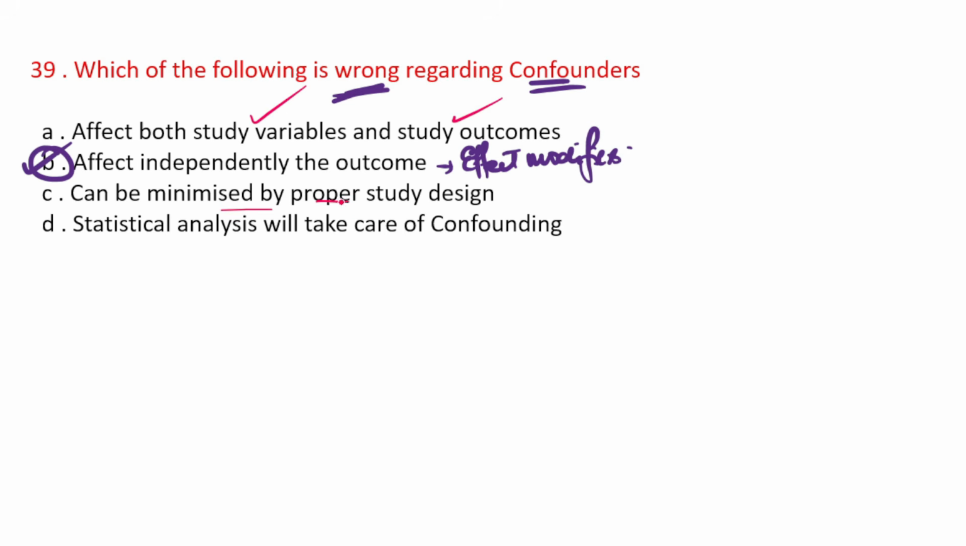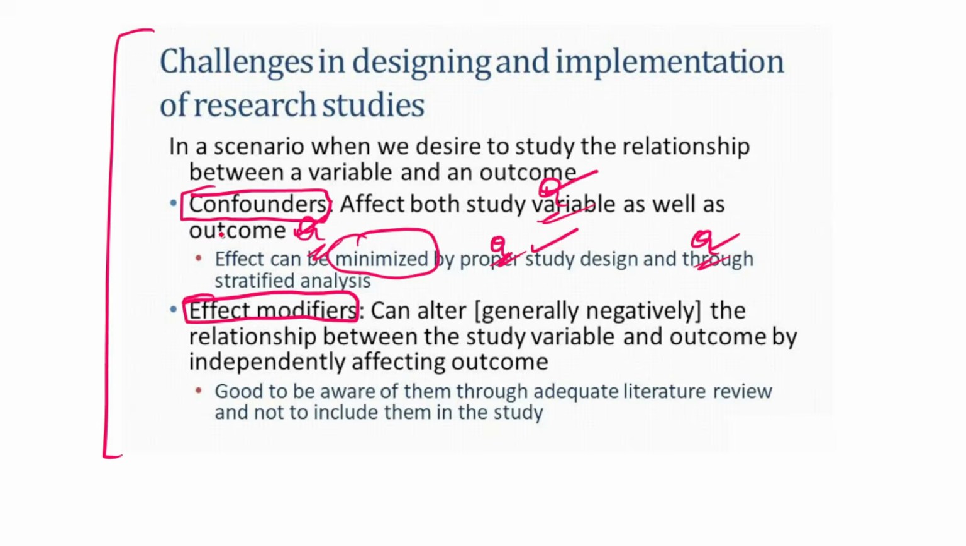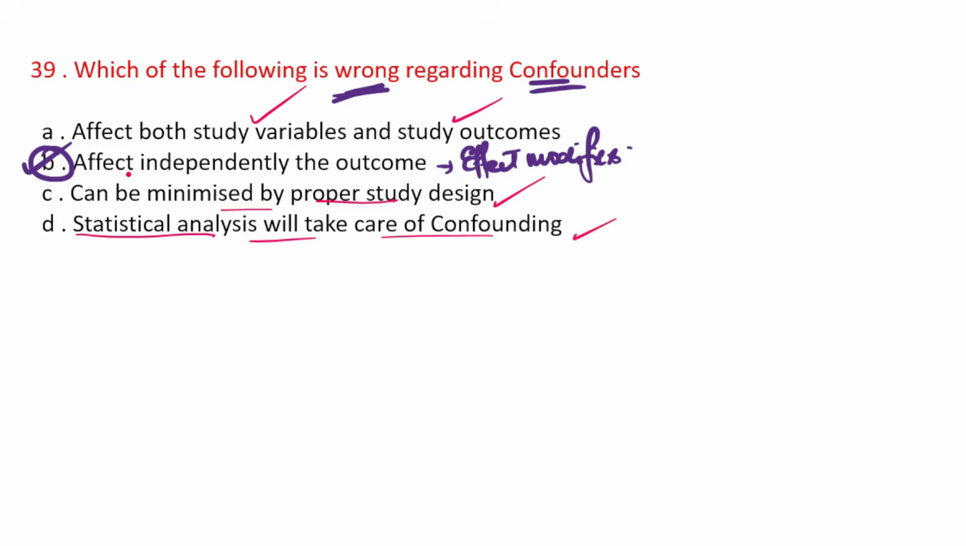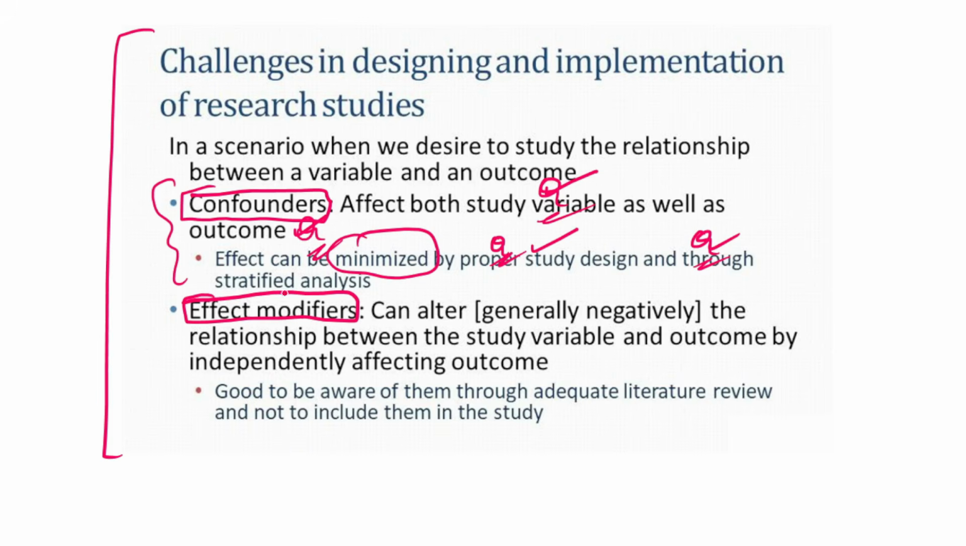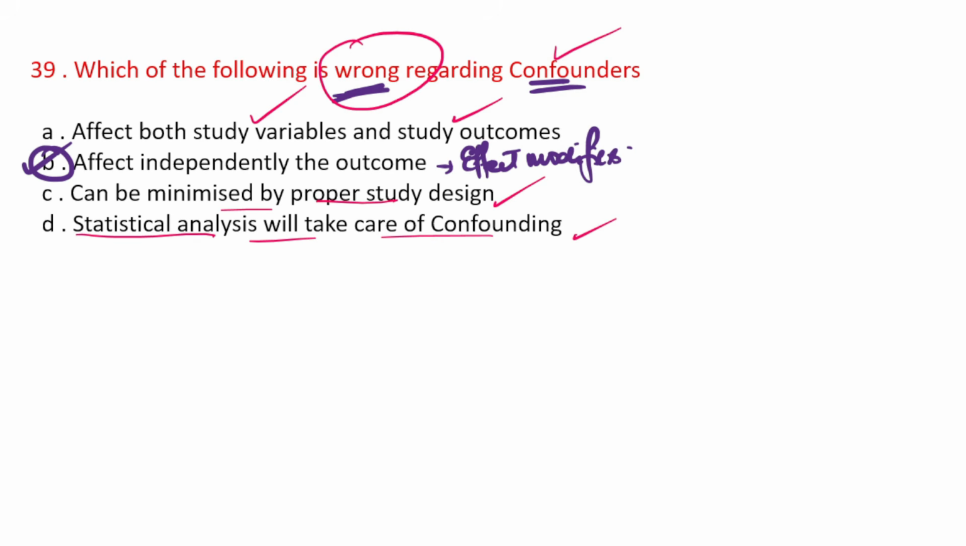It is minimized by proper study design. It is also a true statement, and statistical analysis will also take care of confounding. So all these three things are mentioned in the confounders part. So we got the answer for our question, that the wrong statement pertaining to confounders is that the effect independently affects the outcome, which is actually belonging to effect modifiers. See the second part of this slide regarding the effect modifiers. Okay, so please remember this chart, the question and also the answer for this question.